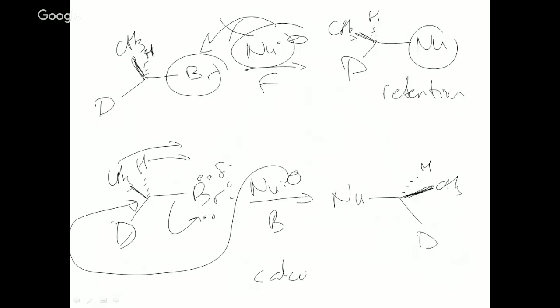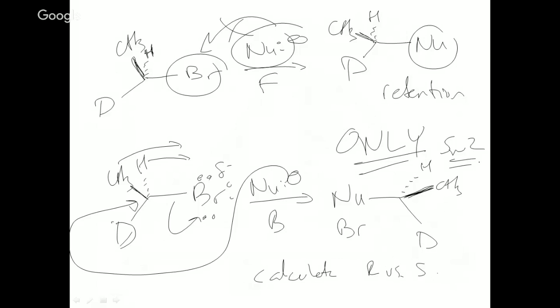If you calculate R versus S, you can see this, right? You could do a practice. You could have a bromide be the nucleophile. And so Nu would be Br. You'd have opposite enantiomers there. So R and S, these are enantiomers. Only inversion is observed, only product in SN2. We're going to see that SN1 is very different.